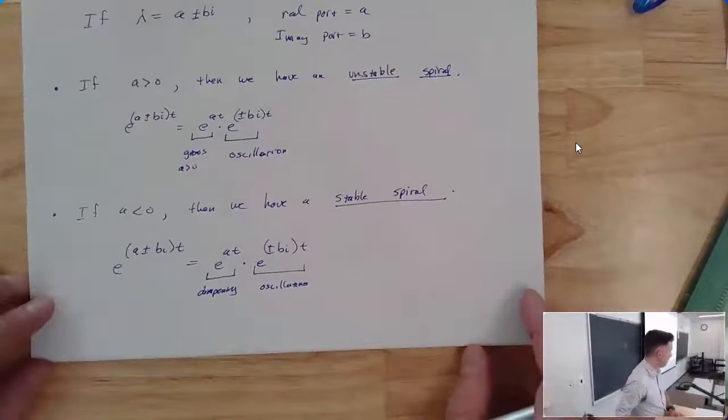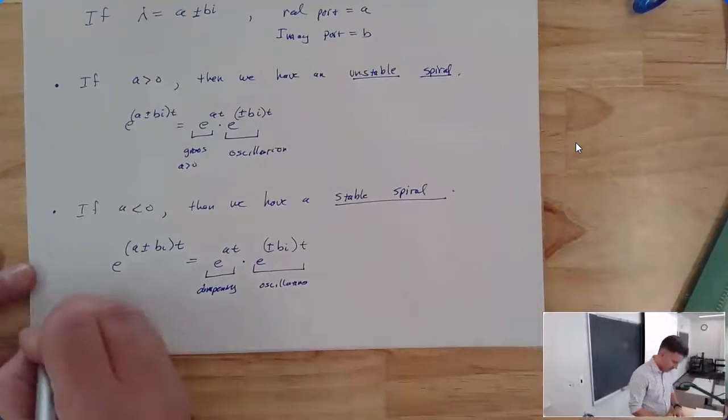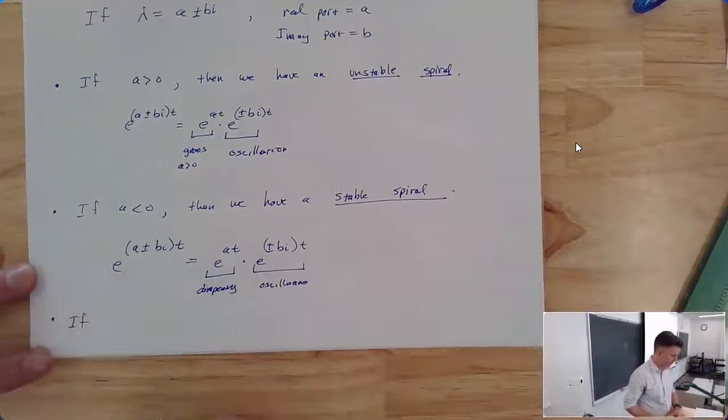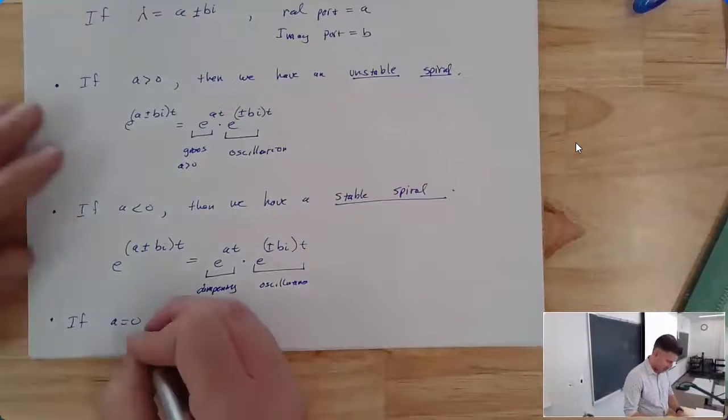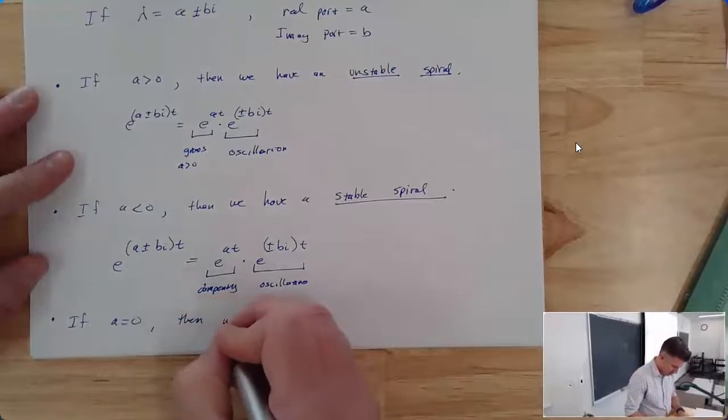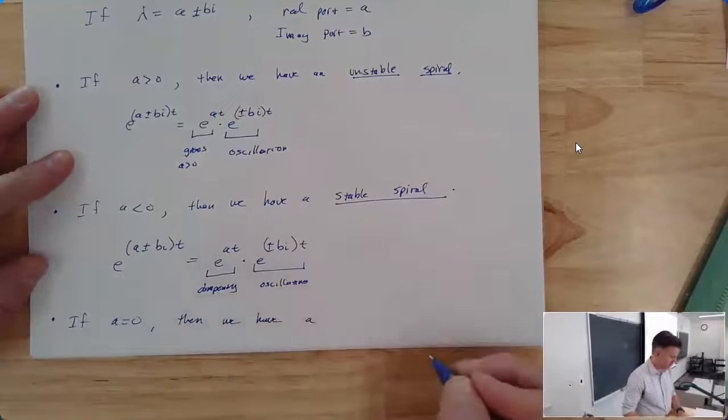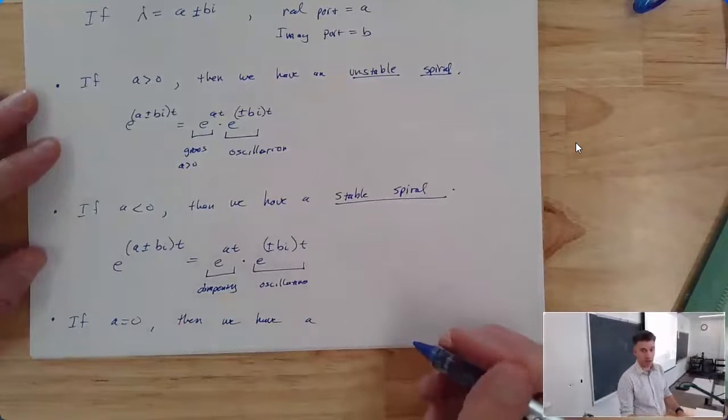Finally, there's one last thing that can happen. It doesn't happen very often, but if you happen to have a purely imaginary eigenvalue, so if the real part is 0, then we have what's called, I think we call it, a center or a neutral spiral.